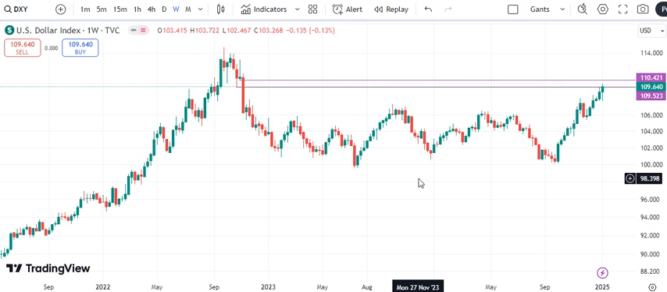So we want to see, if you see a Monday, Tuesday rally on dollar, a decline from Wednesday, or at most Tuesday New York session, start seeing a decline. Remember, we have PPI and CPI on Tuesday and Wednesday respectively. So let's see how price plays out within the week.